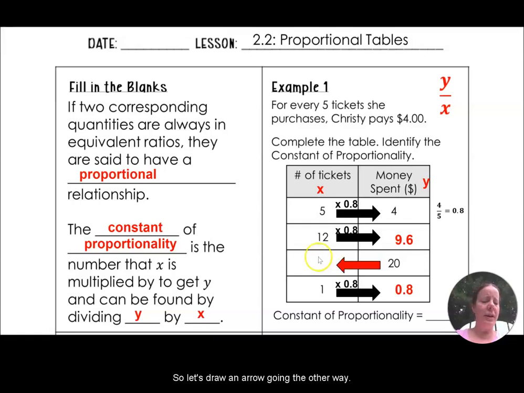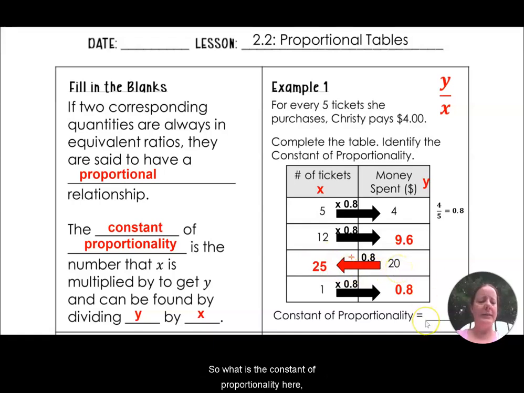So let's draw an arrow going the other way. Well, if my arrow's backwards, that means I can't multiply. I have to do the opposite. Well, what's the opposite of multiplying? We're going to divide. Okay, so when we divide, we're going to divide by the same number, 0.8. In your calculator, you're going to put 20 divided by 0.8, which equals 25. This means that Christy will buy 25 tickets for $20.